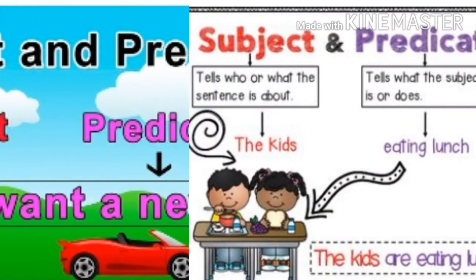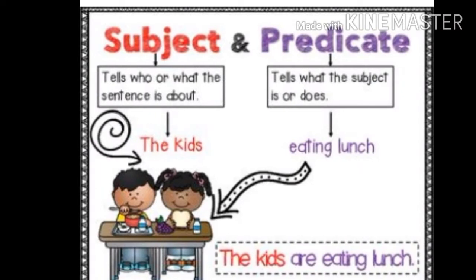Now let's see another example. The kids are eating lunch. So students, can you see here the kids? What are we talking about in the sentence? The kids. So the kids is what? It is the subject used in the sentence. And are eating lunch means what? What action is going on? Yes, eating lunch, verb. So are eating lunch is the predicate.